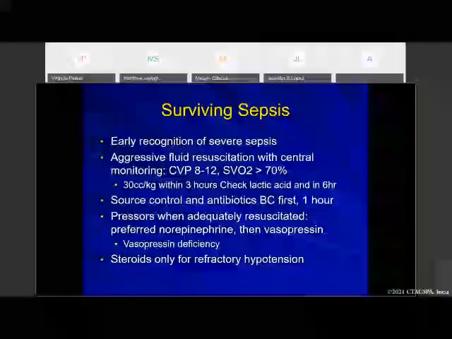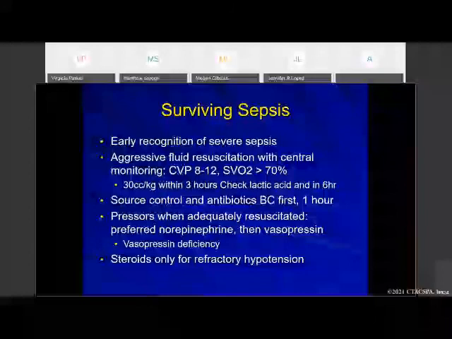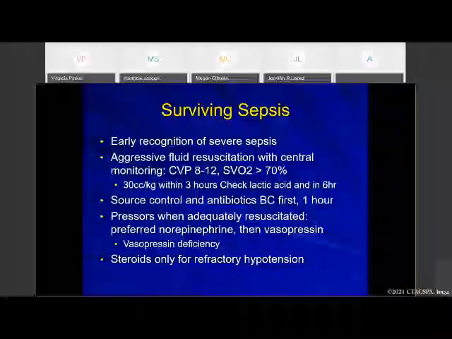The last time it was updated was 2016. We want to recognize severe sepsis early, get blood cultures, and give antibiotics within the first hour. We want aggressive fluid resuscitation, which is 30 cc's per kilogram within the first 3 hours. You want to check the lactic acid, and repeat it at 6 hours. If they're fully fluid resuscitated, then you start your pressors. Of course, we start, as we said before, norepinephrine, then vasopressin, then epinephrine.